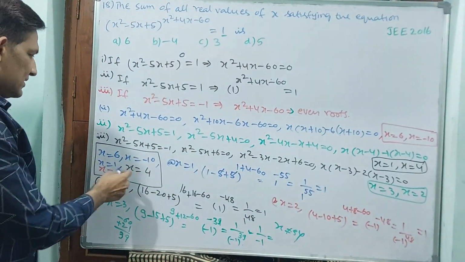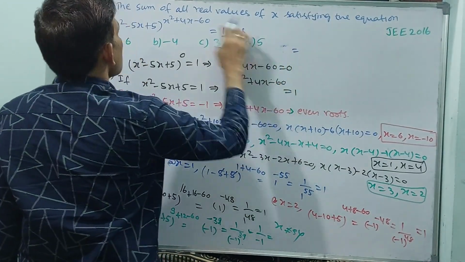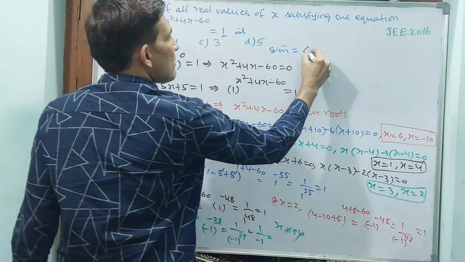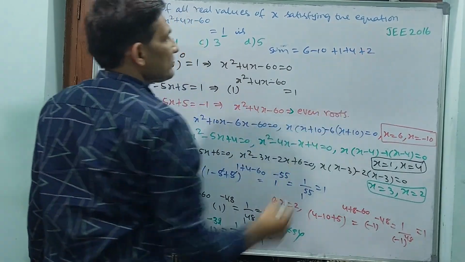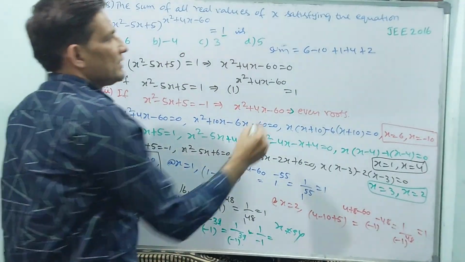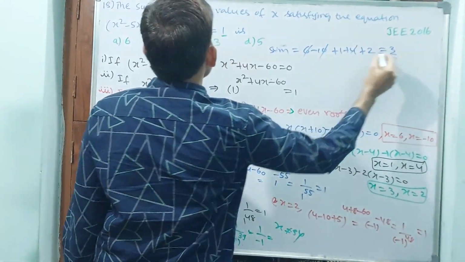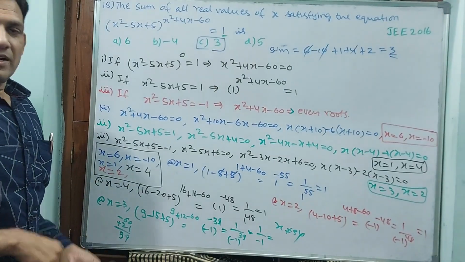You add all these. Not x, the sum of all. Sum is equal to 6 plus 6 minus 10 plus 1 plus 4 plus 2. 3 you should not take. 6 plus 4, 10 you cancel out. 2 plus 1 is 3. 3 will be your answer. Understand? Let us go for the next question.